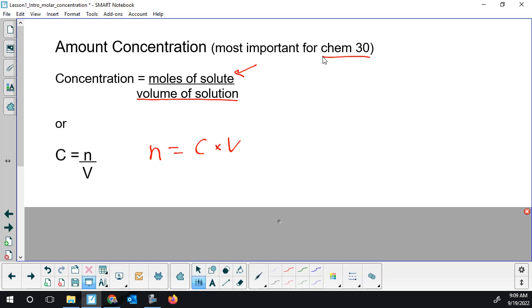The accepted standard units to use is going to be moles, obviously will be our n. Our concentration needs to be in moles per liter. Okay. We're not going to use moles per mL, but most of our measuring devices are in milliliters, so that'll be a common conversion. Okay. Volume for our math will be liters.